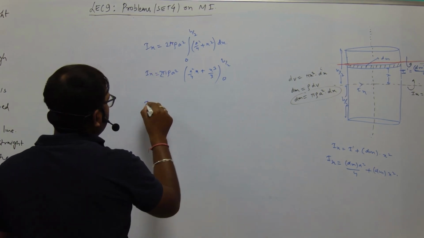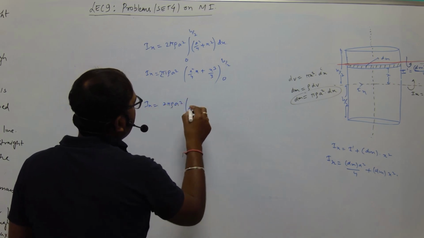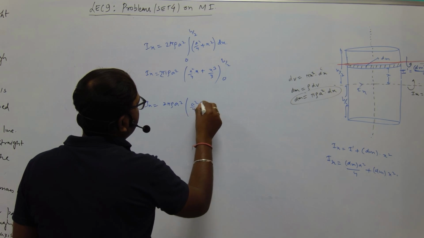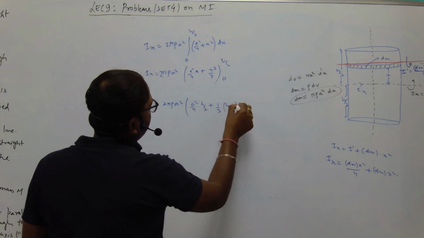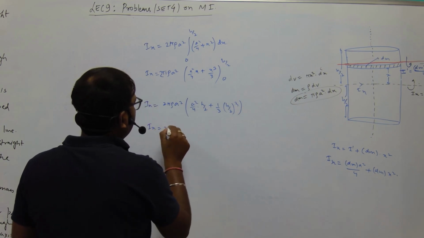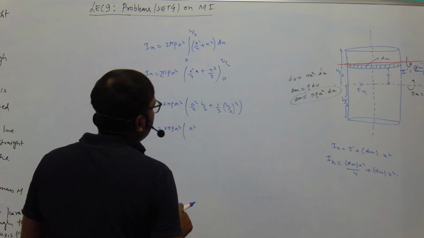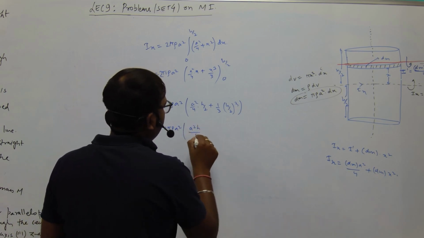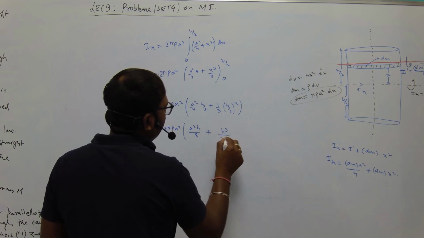Let us further simplify this. So we have Ix is equal to 2 pi rho a square into [a square by 4 into h by 2 plus 1 by 3 into (h by 2) whole cube]. Okay, so we have Ix is equal to 2 pi rho a square into [a square h upon 8 plus h cube upon 8 into 3, that is 24].